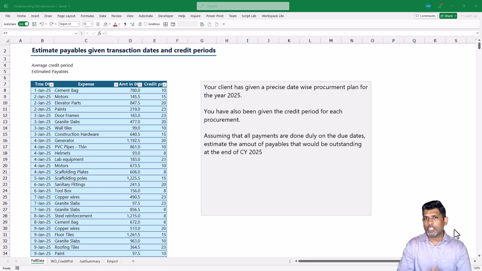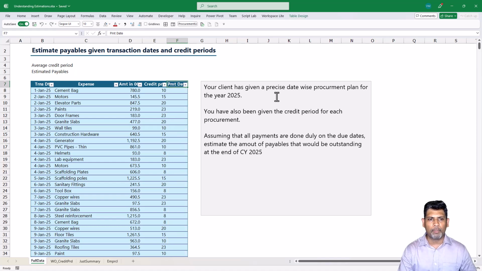How do we answer this question? Well, very simply put, if I'm going to be paying all the amounts on the due date, then only those amounts which are due after 31st December 2025 will be outstanding at the end of December 2025. So first we need to figure out the due dates for each of these payments. And that's not a very big deal. We are simply going to add a column here for payment date, and payment date is simply going to be transaction date plus the due date.